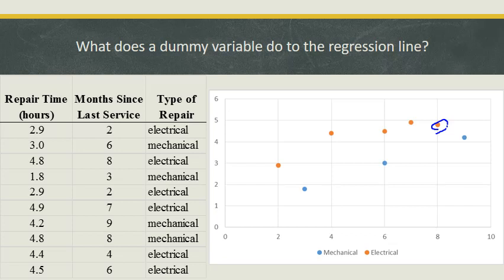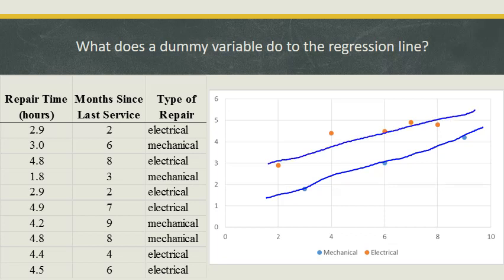So let me draw what is going to happen in the regression. The computer is going to calculate a best fit line going through the blue points and also a parallel best fit line going through the red points.